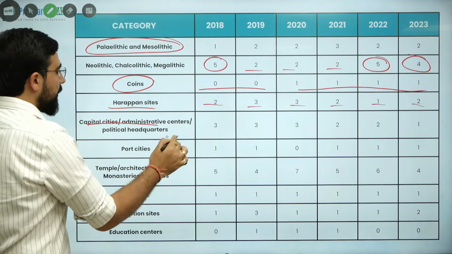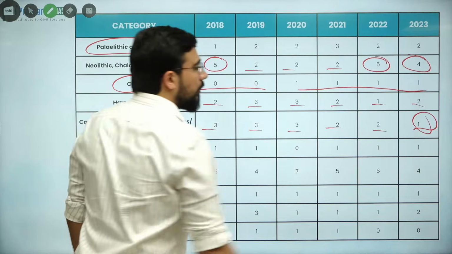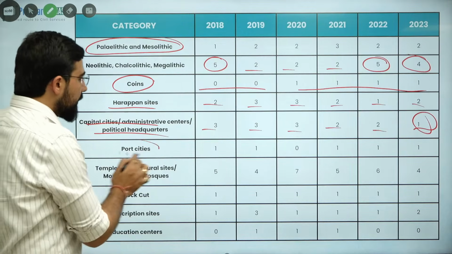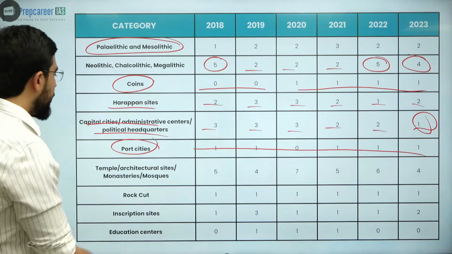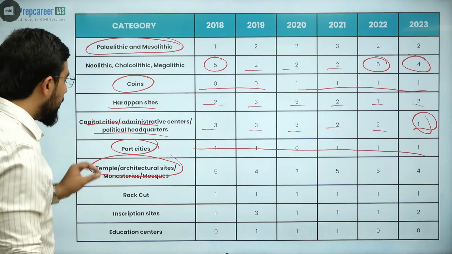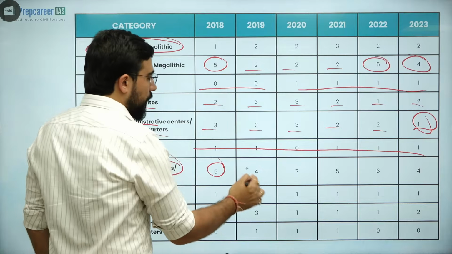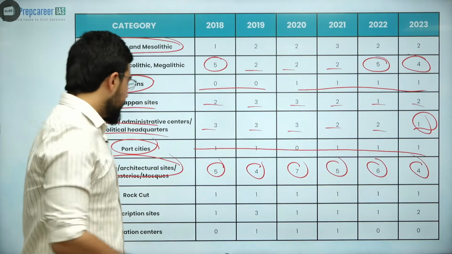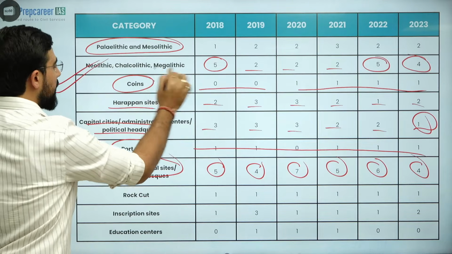Capital cities, political headquarters, there used to be a lot previously, but now they have reduced all the way up to 1. So a lot less emphasis is required here. Port cities is more or less constant, 1 or 0. In 2015 they had asked 2, but other than that only 1. This is the area: temple, architectural site, monasteries, mosque. See, 5, 4, 7, 5, 6, 4. So this is one category where I'll put a lot of emphasis.